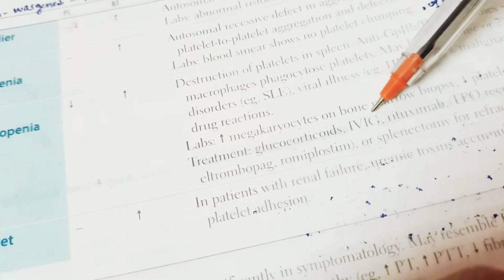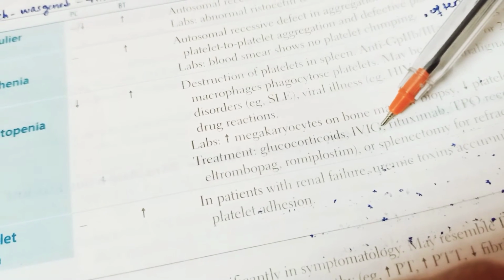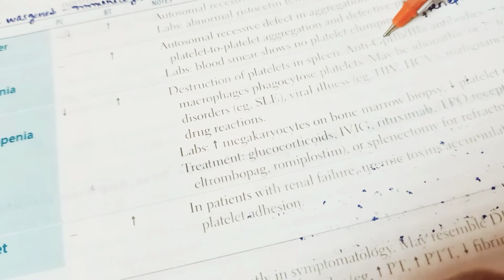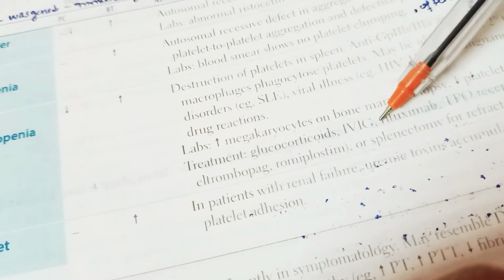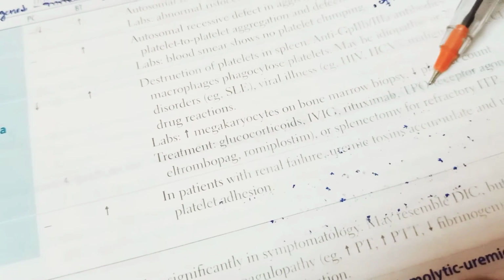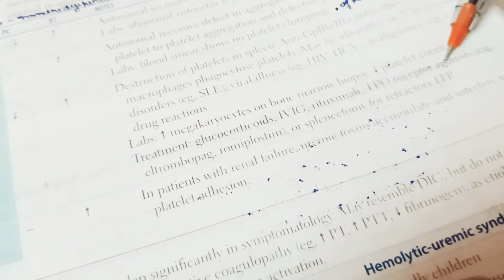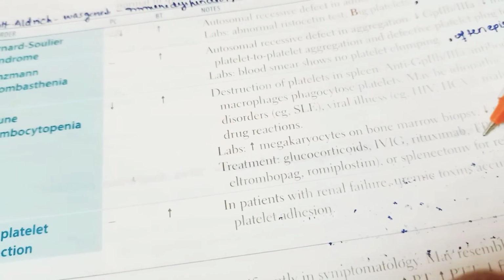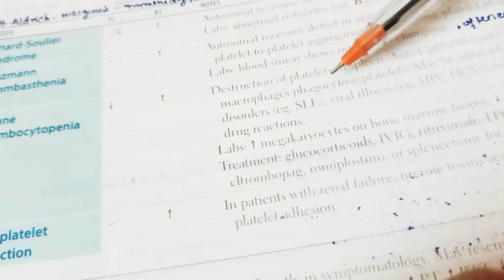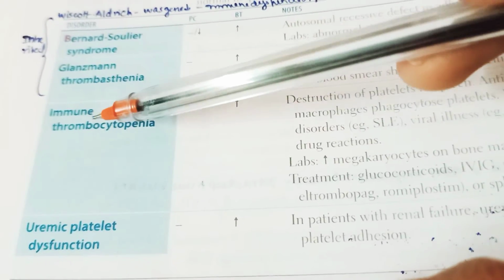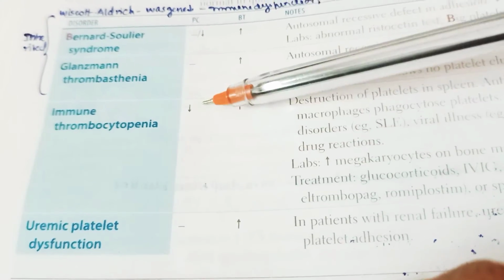Treatment is glucocorticoids, or you can give IVIG. Why are you giving IVIG? Because this is an antibody, it will go and act on the macrophages instead of acting on the platelets, right? And also you can give rituximab, TPO receptor agonists, and also it is better to do splenectomy. If you do splenectomy, there is no spleen to eat the platelets, so platelets will be normal. According to the heading only you can understand clearly: in immune thrombocytopenia thrombocytes are decreased, but in the others here they may be normal.